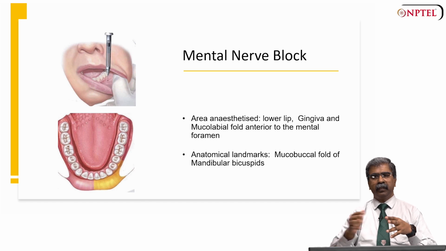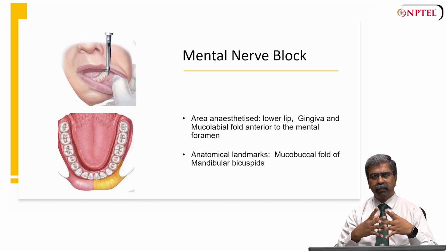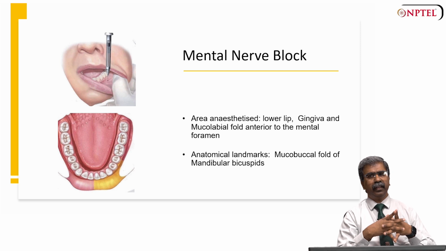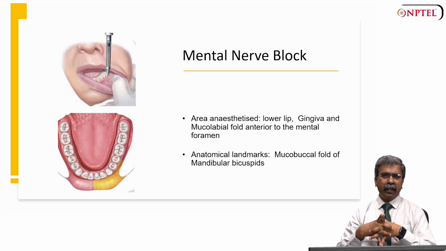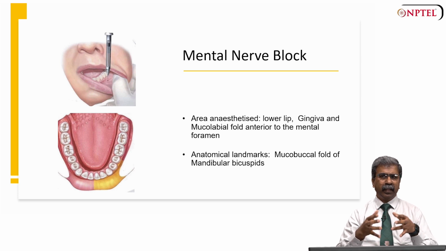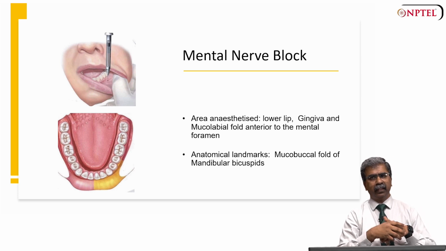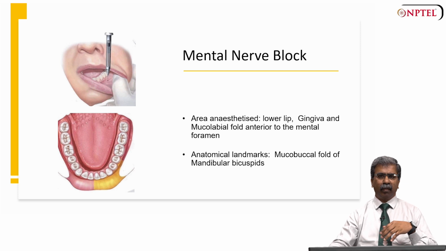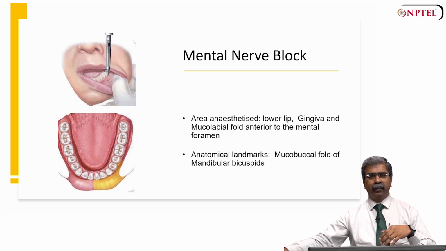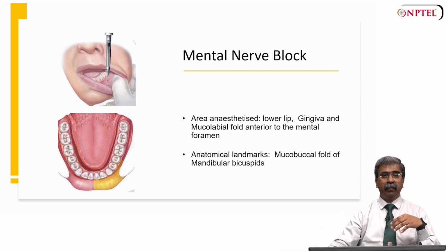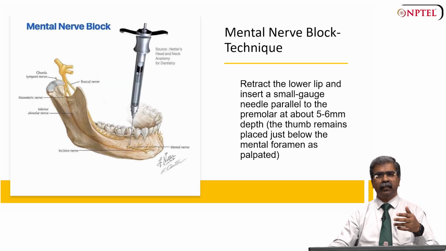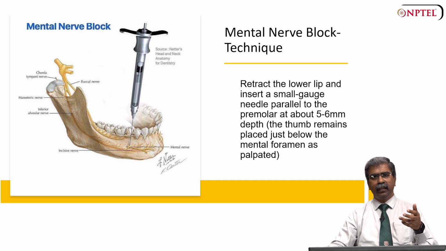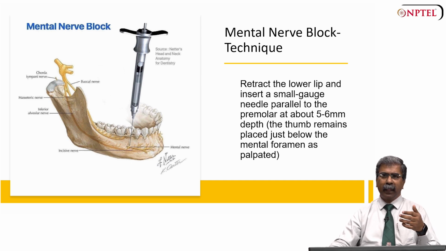And what are the areas anesthetized? The lower lip, the gingiva, and the mucobuccal fold anterior to the mental foramen. And the anatomical landmarks will include the mandibular bicuspids, the first and second premolars, where the mental foramen is located. That is the very important anatomical landmark. So now we'll see the technique as to how the procedure is done.